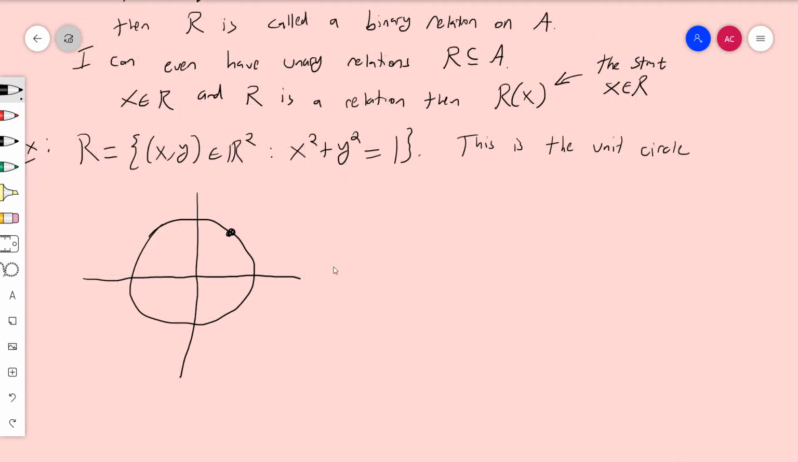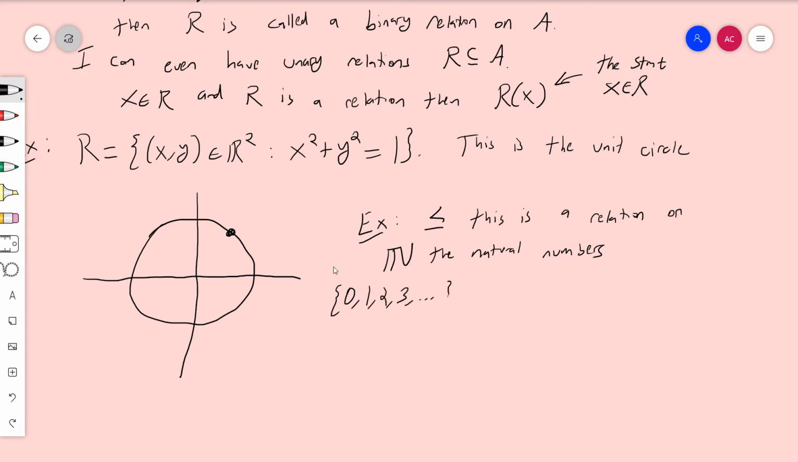Another example maybe, how about less than or equal to? This is a relation on N, the natural numbers. The natural numbers are 0, 1, 2, 3, ... 0 is only there if you care, if you want it to be. It's not there if it's not convenient for it to be. So I mean, yeah, it's less than, right? If 1 is less than or equal to 2, then that's what I'm really saying. 1 is related to 2 in this way, that it's less than or equal to.